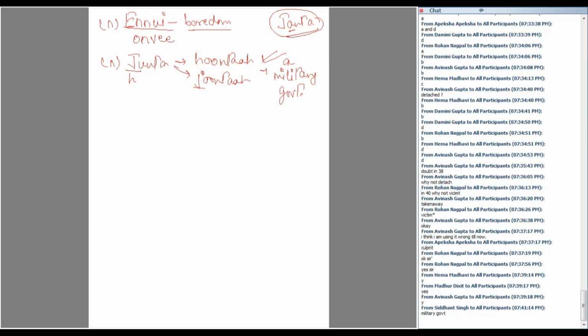It's a military government. Now, J is H in Spanish. You see this in so many words like San Jose. There's a place, San Jose. Why don't you pronounce it San Jose? San Jose.